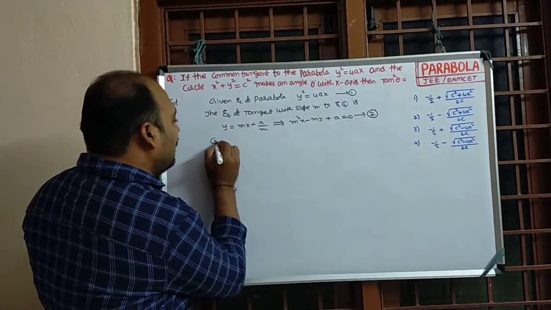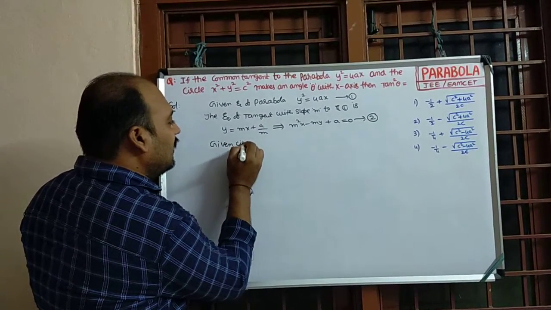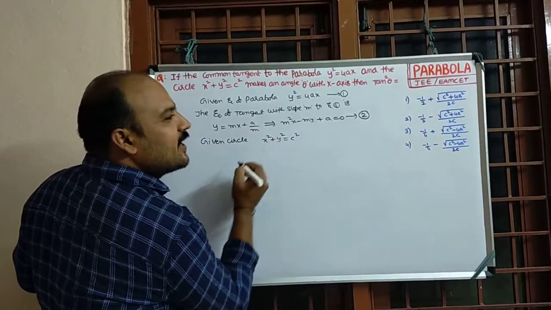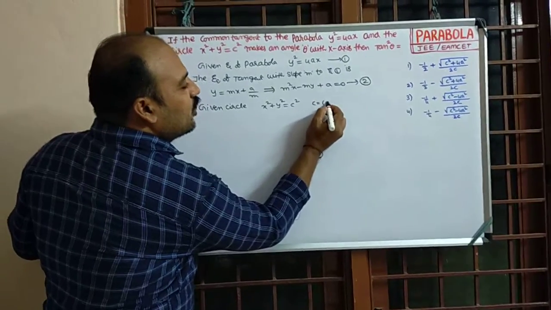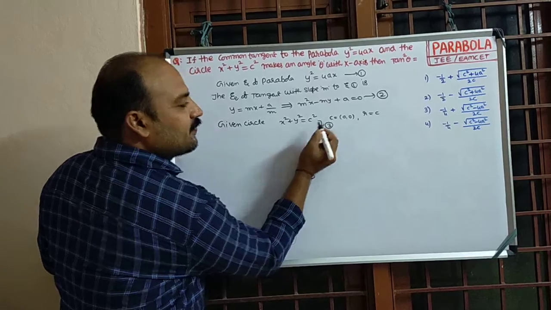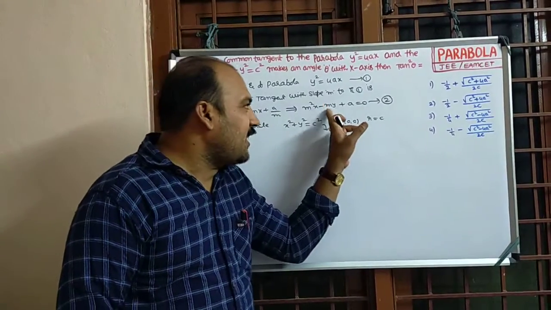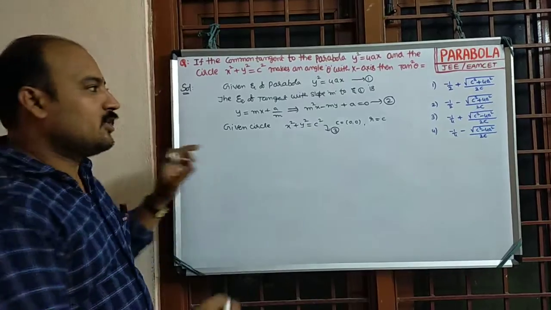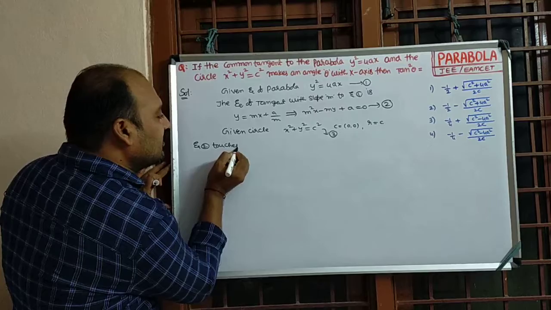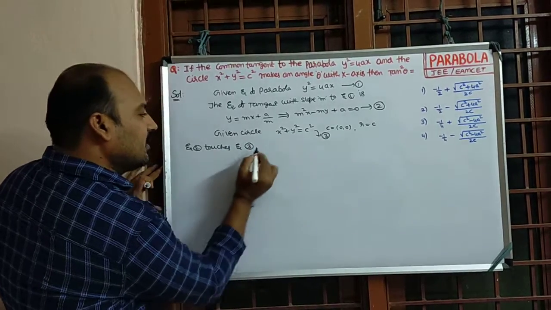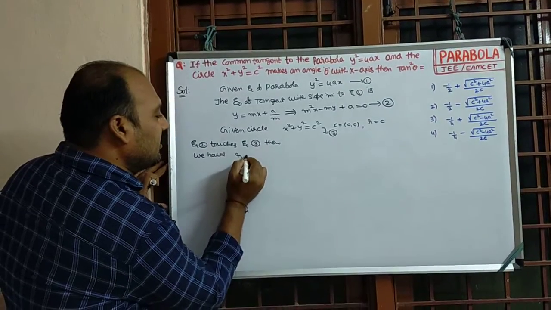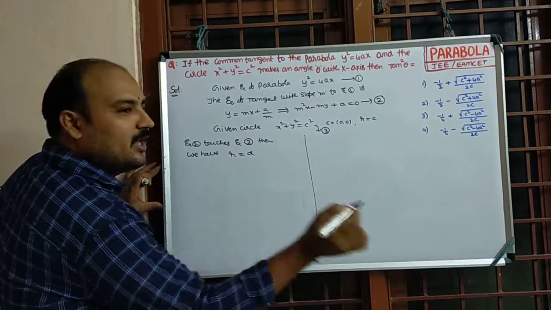After that, given circle x square plus y square equal to c square. It is a standard equation of a circle whose center is (0, 0) and radius r equal to c. Equation number 3. Common tangent means this tangent is tangent to the circle. So equation 2 touches equation 3. Then we have r is equal to d: radius equal to perpendicular distance.